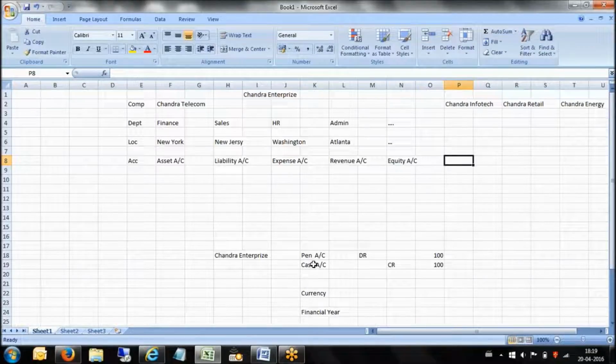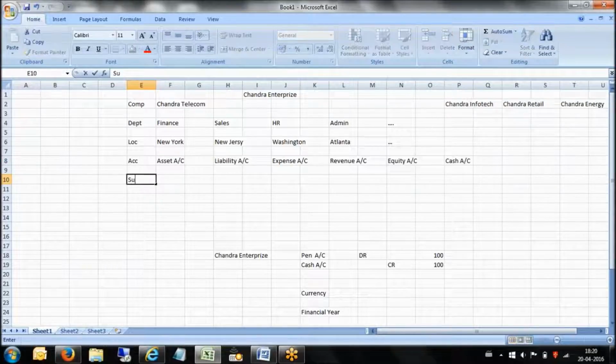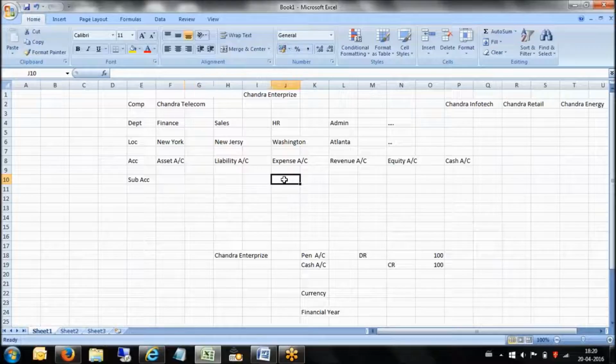Then to fit the scenario, I'm just writing down one more account, cash or bank. Though the nature of this account is asset again, it is liquid cash, so it is asset. Under this, there will be one more segment called sub account. Under each main account, there will be sub accounts.